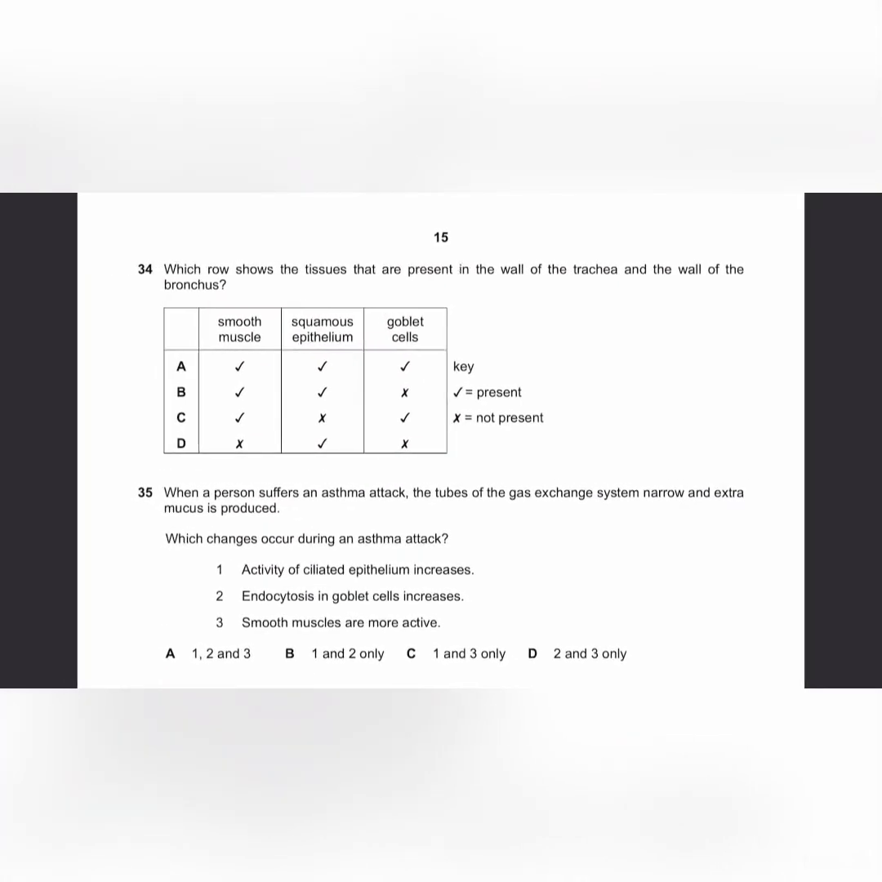MCQ number 34. Which row shows the tissues that are present in the wall of the trachea and the wall of the bronchus? So in the wall of the trachea and in the wall of the bronchus, we have the smooth muscles. We don't have squamous epithelium because squamous epithelium is found in the alveoli and the alveolar ducts. In the wall of the trachea and the bronchi, we have the columnar epithelium. Goblet cells are present in bronchi and trachea. The answer is C.